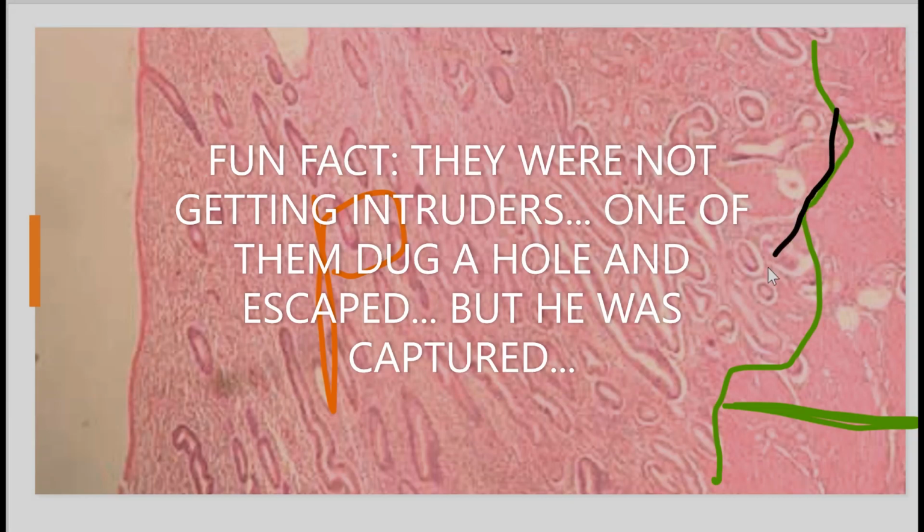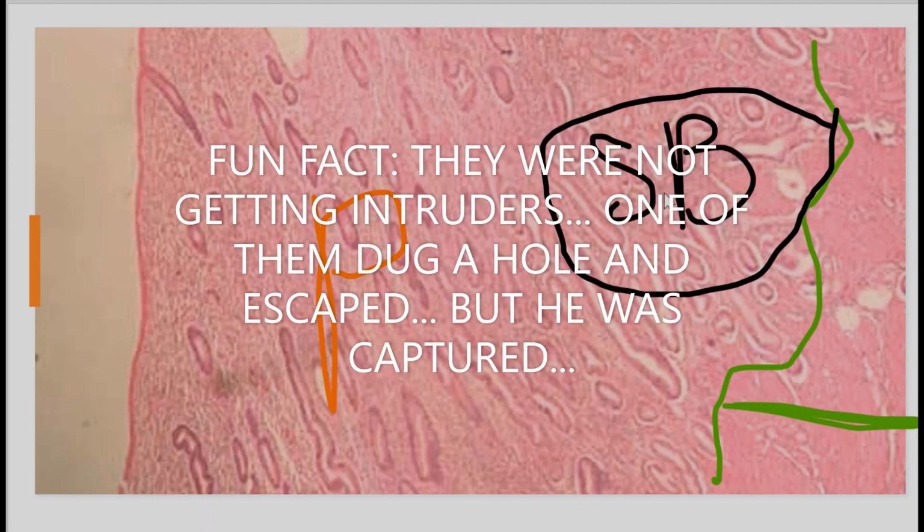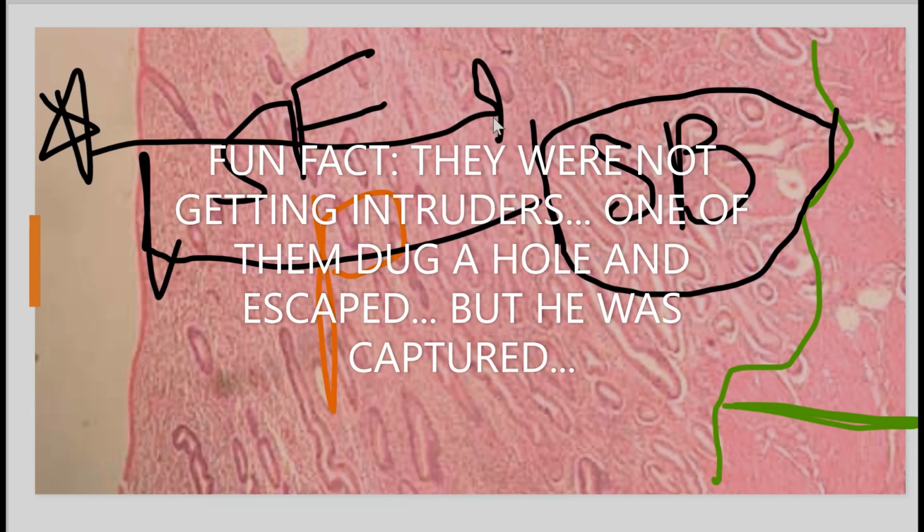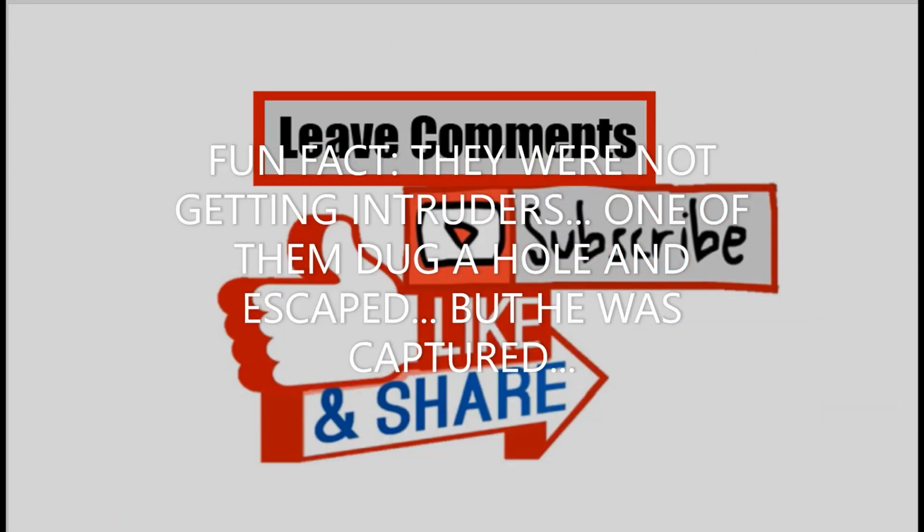So from here to here, I would classify as my stratum basalis. And then from here to here would be my stratum functionalis. And this is my apical surface here. So I know that my stratum functionalis is going to be closer. So that could help you too, maybe, you know?